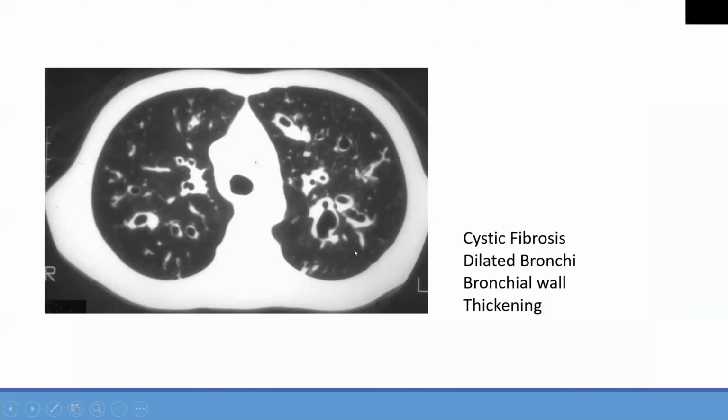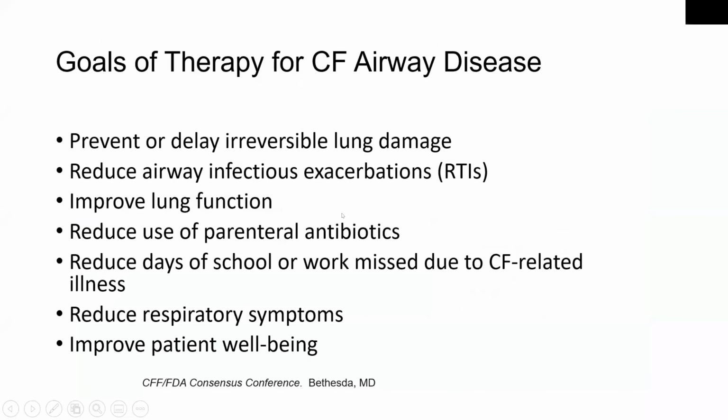CT changes in cystic fibrosis are consistent with airway disease, so bronchial wall thickening, bronchial dilatation, atelectasis, and overinflation because of air trapping. The goals of therapy for cystic fibrosis are to prevent irreversible lung damage, reduce the infections, reduce exacerbations, improve lung functions, reduce the use of parenteral antibiotics and loss of work or school days, reduce respiratory symptoms, and overall improve the quality of life.